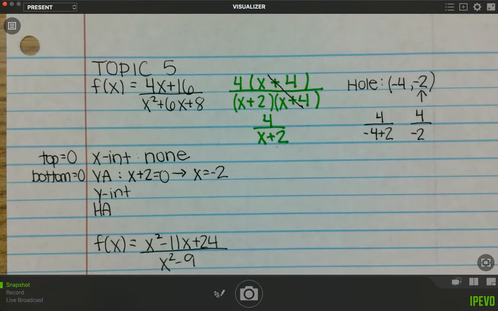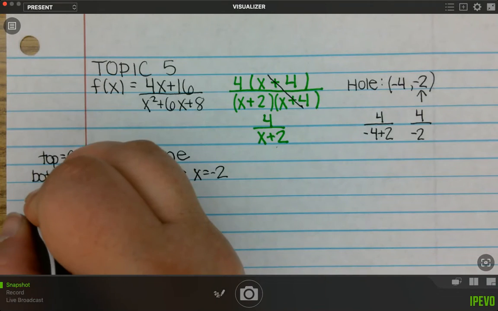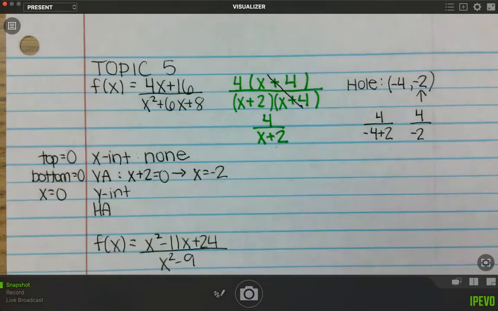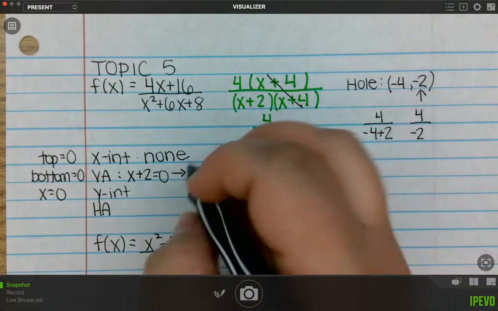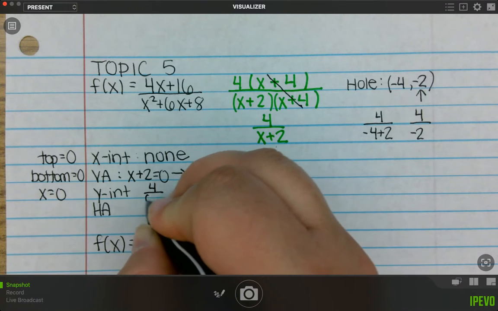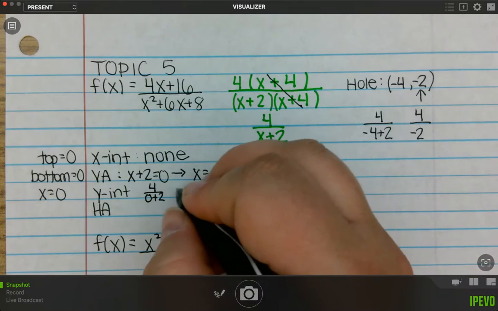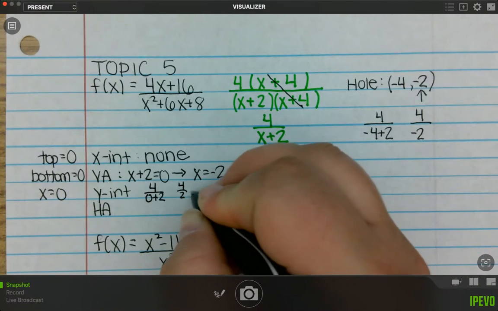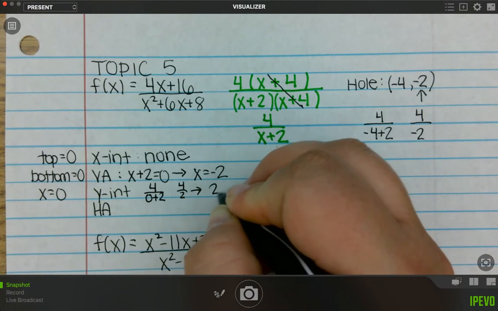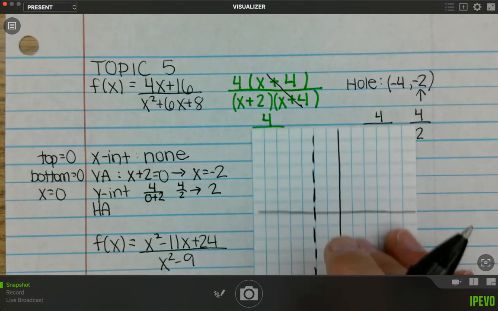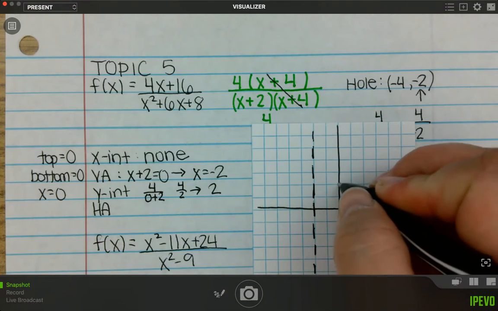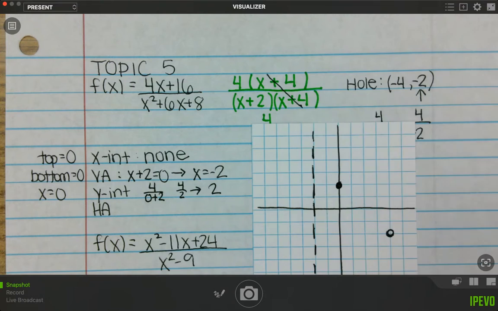Then for the y-intercept, that is where you plug in x equals 0. So that would turn this into 4 over 0 plus 2, or 4 over 2, which means that our y-intercept is 2. So you're going to go to the y-axis and put a point at 2.